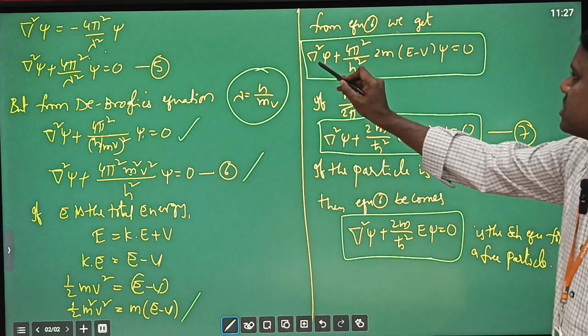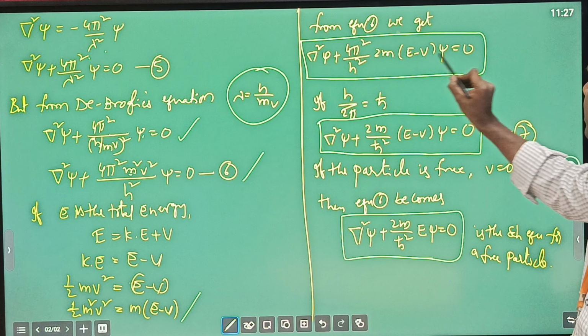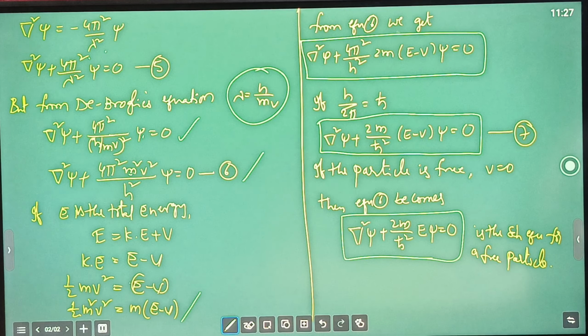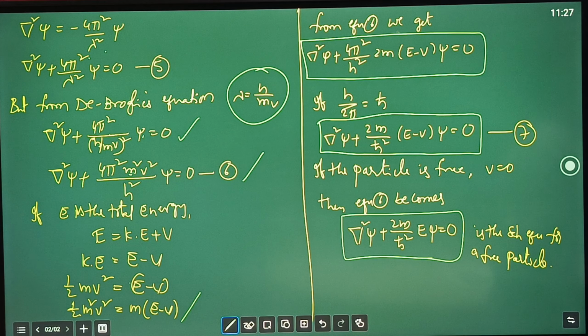So substitute this value of m²v² in equation number 6. We get ∇²ψ + 4π²/h² · 2m(E - V) ψ = 0. So this is the Schrodinger's time independent wave equation.